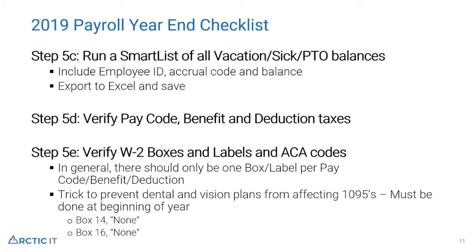And for ACA, the trick to preventing dental and vision plans from affecting 1095 is to make sure that box 14 is set to none and box 16 is set to none. That way, dental and vision doesn't affect your 1095. Now, this setting needs to be done at the beginning of the year. So if you didn't have this in place for your first payroll in 2019, your dental and vision still might be affecting things, but you can at least get this setting right for the next year.